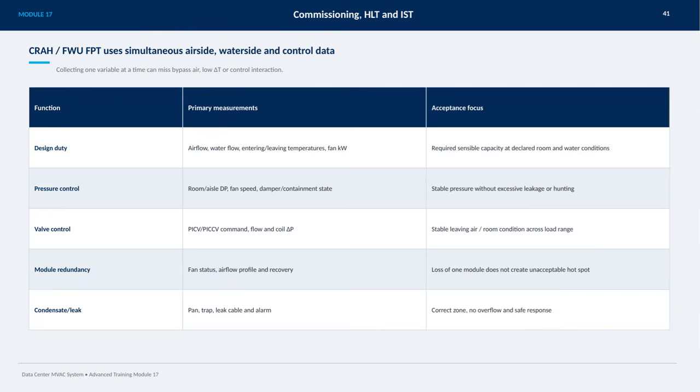This slide highlights the importance of using simultaneous airside, waterside, and control data when commissioning CRAH and FWU FPT systems. Collecting only one variable at a time can lead to missing critical issues like bypass air, low delta T, or control interactions that affect system performance.